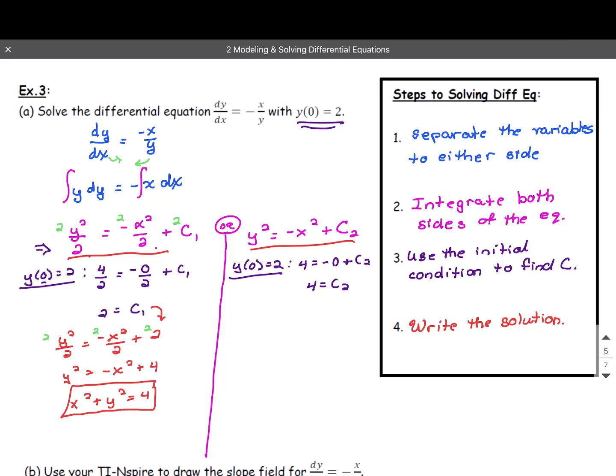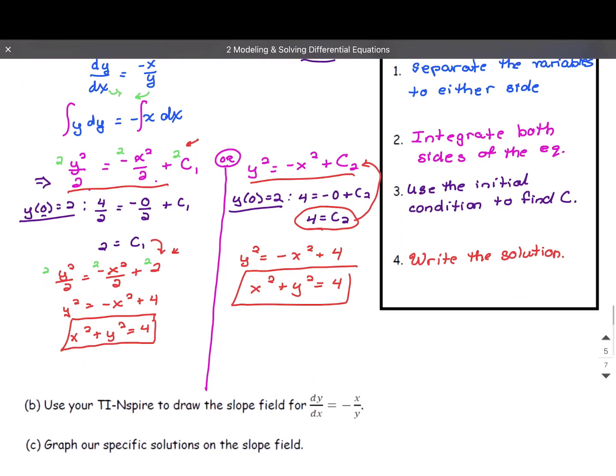On the other side, I substitute into this equation, and I have y squared equals negative x squared plus 4, and all I have to do is add the x squared. So really, we have the same equation, and we're doing the same work. The key is whether we're multiplying by the 2 before we solve for c, or multiplying by the 2 after we find the c, okay?